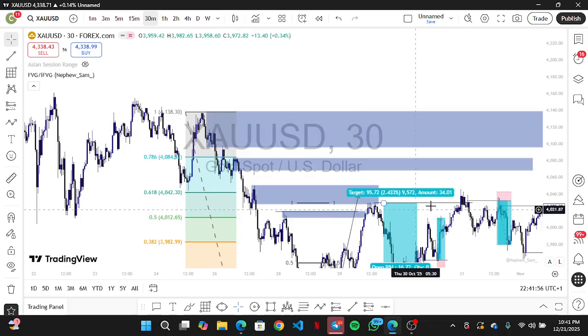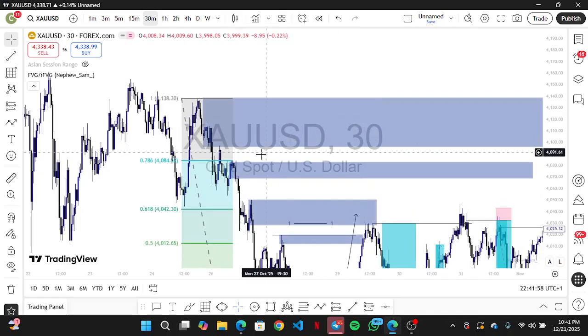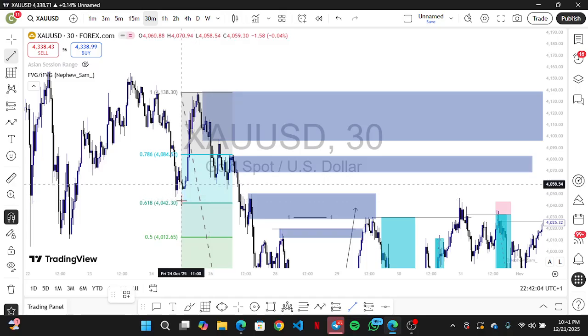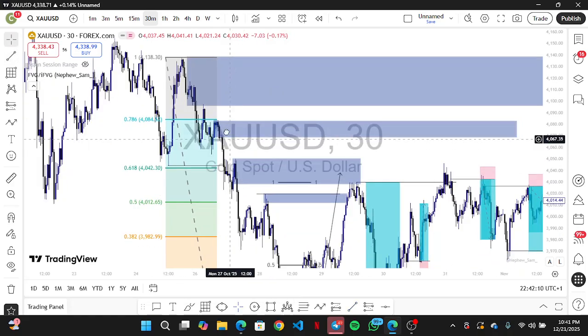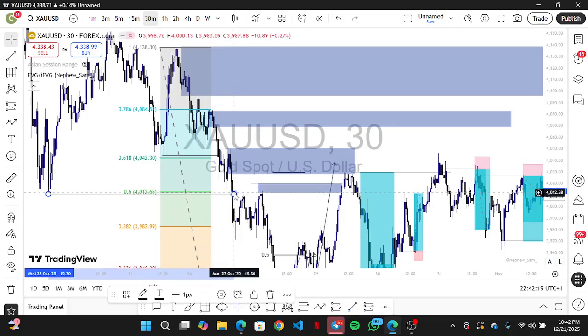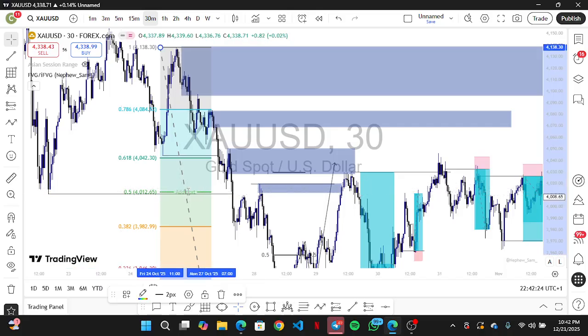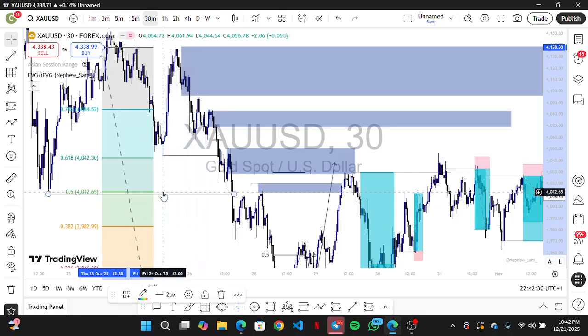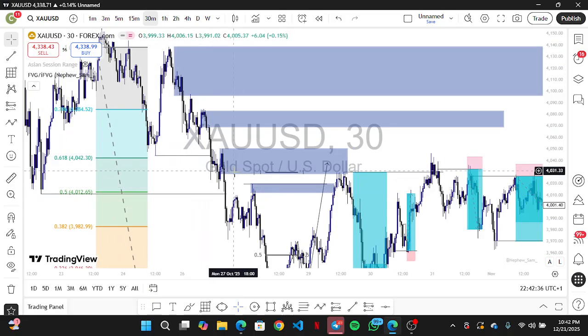Now that's what we're saying. An OB is anywhere a break of structure happened. So this was a break of structure here. We repeat the same thing on the lower time frame. This was a break of structure here, this was a break of structure here, and so on and so forth. Another break of structure here, down here another BOS. Let me move this to the left. Yeah, this is another break of structure here, and so on and so forth.